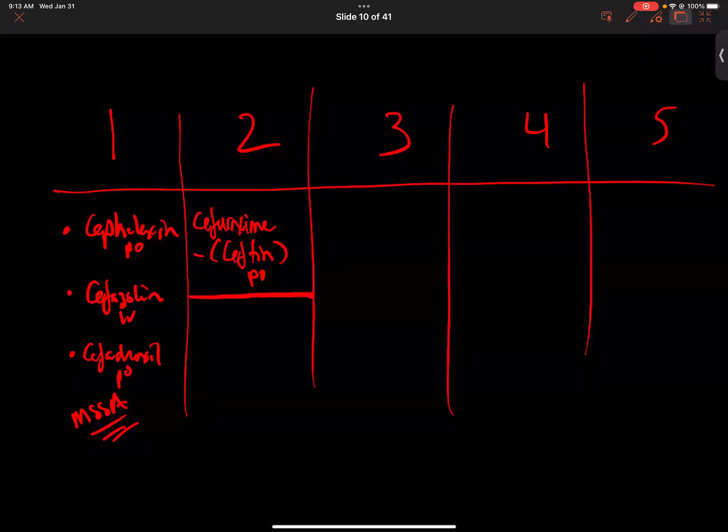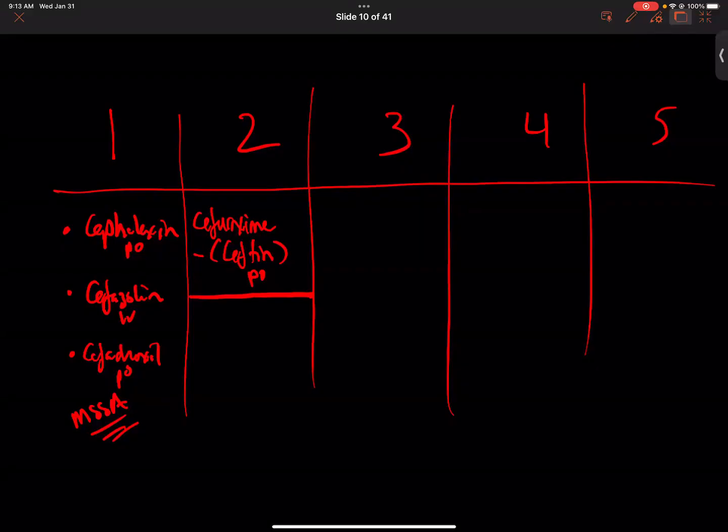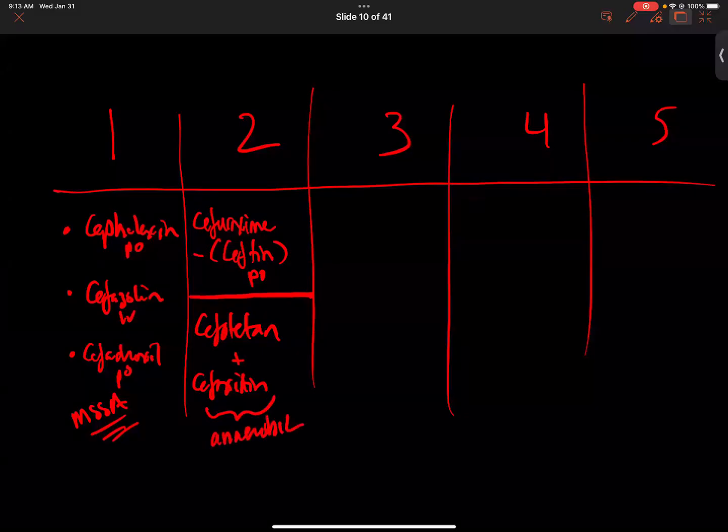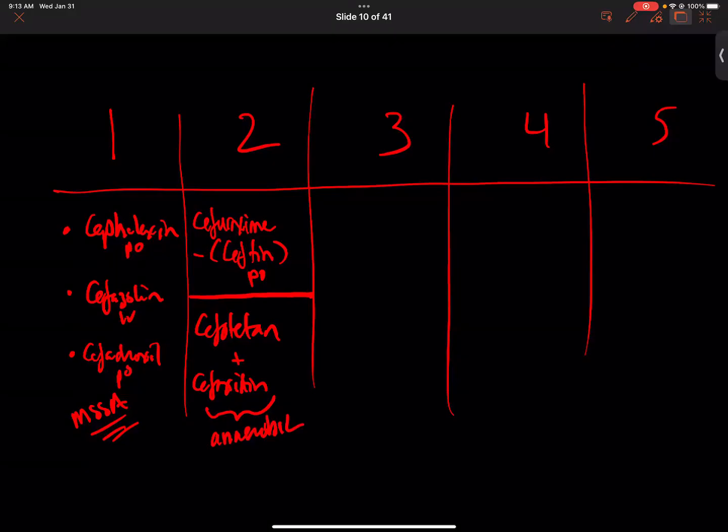Okay. Any other relevant second generation agents? And then we might as well throw in cefoxitin as well. So those are those two cefamycin derivatives that I made mention of. They're second generation cephalosporins. They have the methoxy group coming off that 7 position, which then confers the anaerobic coverage. So these are going to be strictly used for anaerobic infections if we know that they're susceptible. Okay.